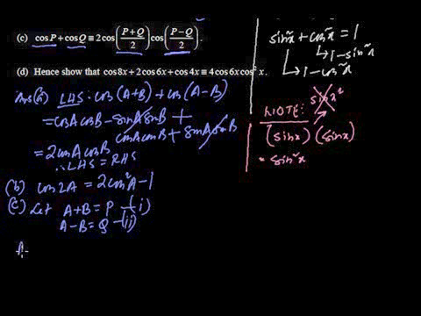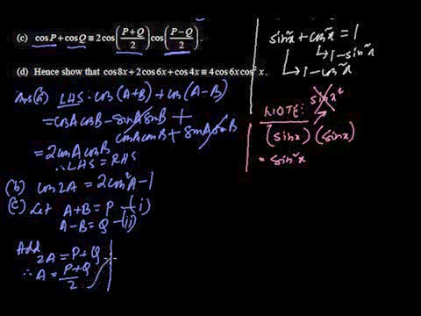Now if we add the two equations, equation 1 and 2, what we get: A plus A is twice A, minus B plus B cancels off, and we get P plus Q, and from there we get A equals P plus Q by 2. So we find the value of A, and similarly by putting this value we can find the value of B.